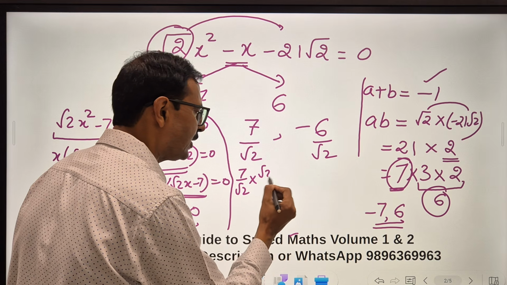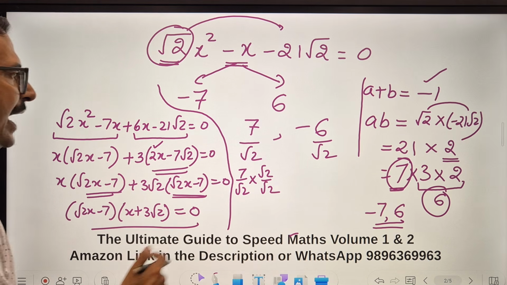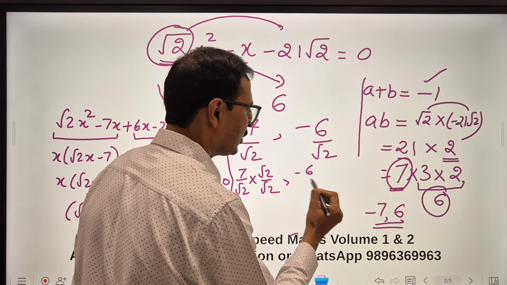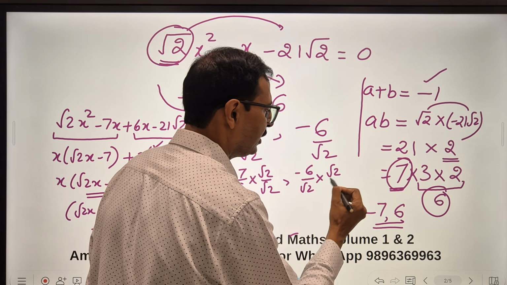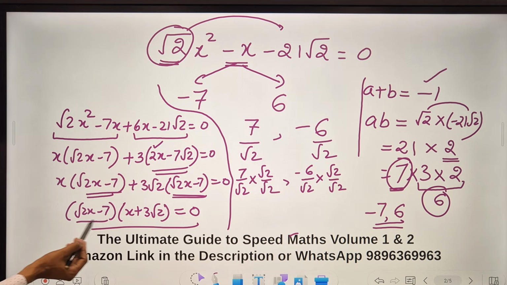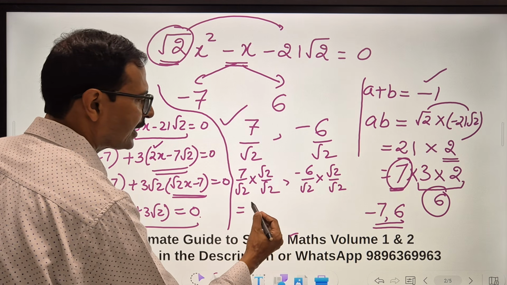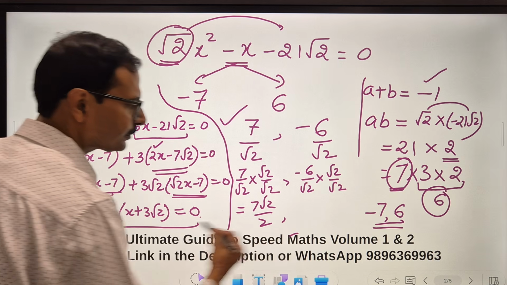So into root 2 by root 2, right? One way of doing this, okay? And here, -6 upon root 2 times root 2 upon root 2. Now you will see 7 upon root 2 is already here. See, if you equate this to 0, you will get x equal to 7 upon root 2. So the first root is already obtained, or you can write it as 7 root 2 upon 2.